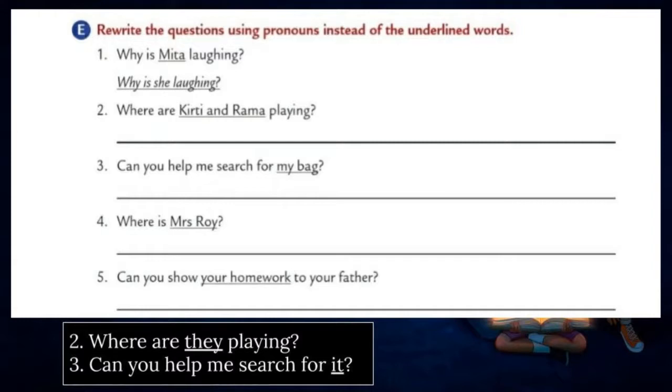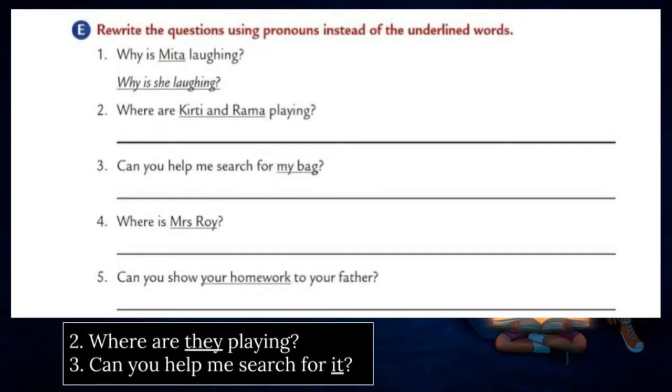Let's move to the second one. Where are Kirti and Rama playing? Already I said that when two nouns are joined by and, we should use the pronoun they. So in the second sentence, two nouns are joined by and. So what should we do now? Which pronoun should we use now? Yes, you are right. That is they. Where are they playing?